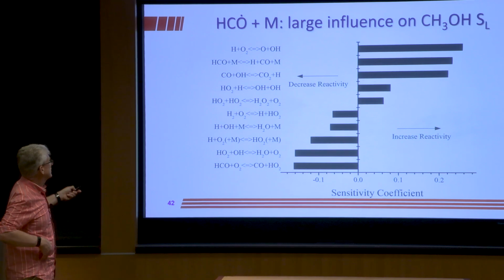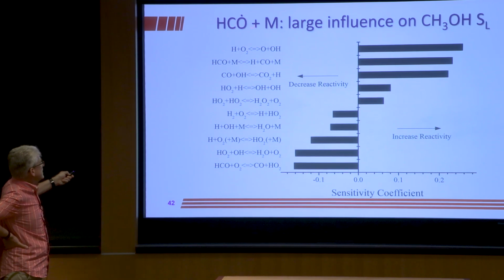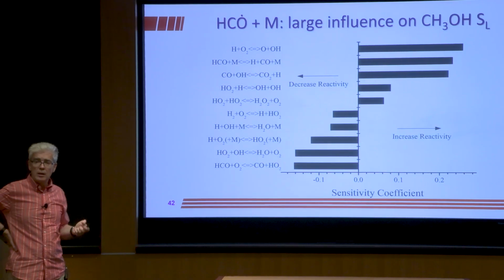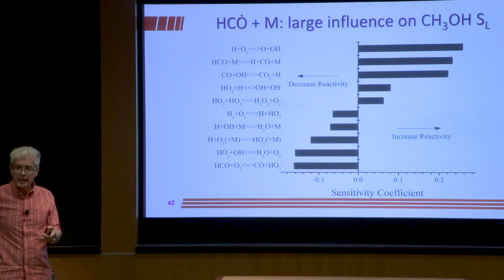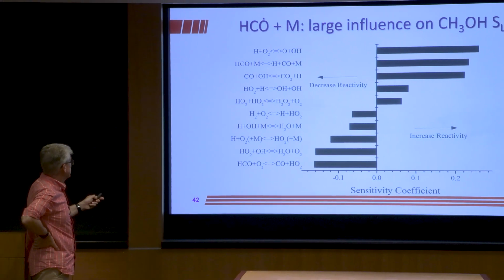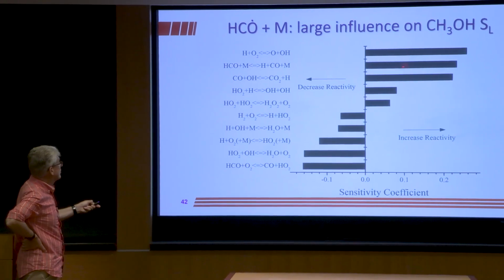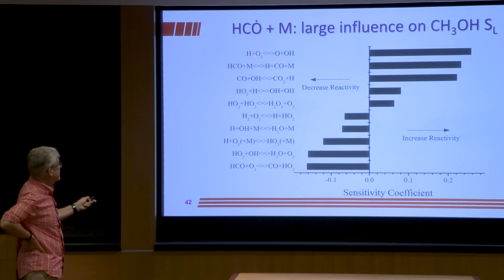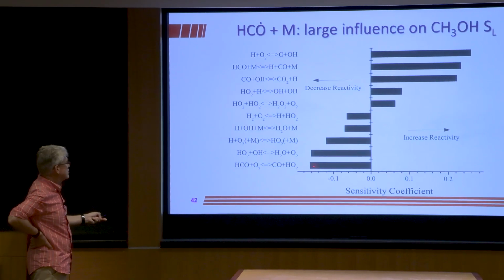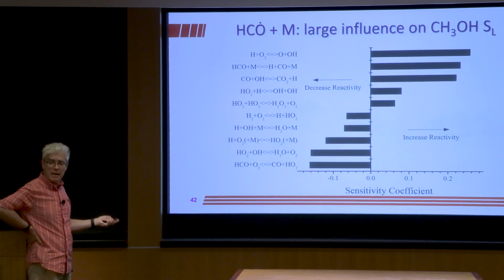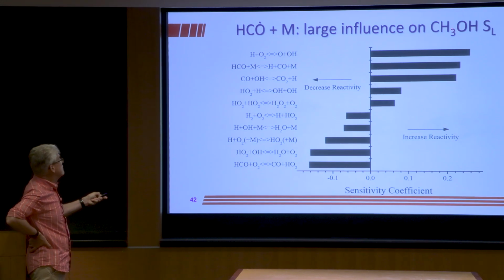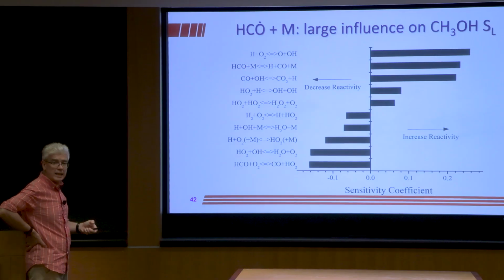And why am I talking about this? Because let's look. Here's HCO plus M, right? We saw that it was the second most important reaction in flame speed simulation for methane, right? But for methanol, it's nearly as important as the H plus O2 reaction. And HCO plus O2 giving CO plus HO2 is the most important reaction inhibiting the flame speed in methanol. So the HCO kinetics in methanol is more important than it was in methane.